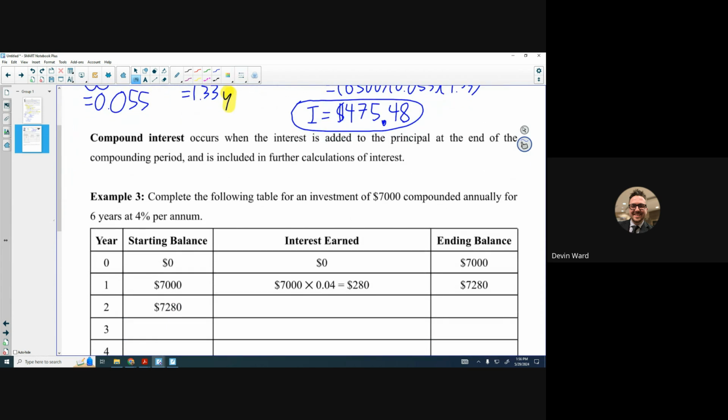So that is simple interest. Very simple, straightforward. Compound interest is a little bit different. Okay. So this occurs when the interest is added to the principal at the end of each compounding period. And we include it in further calculations of interest. Okay. So it kind of builds upon itself.